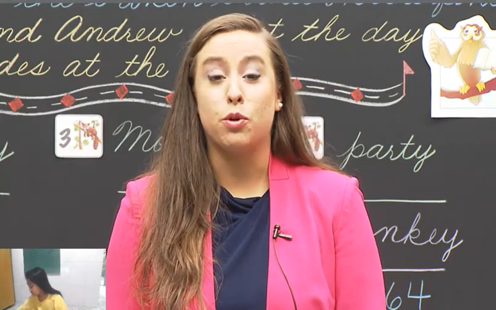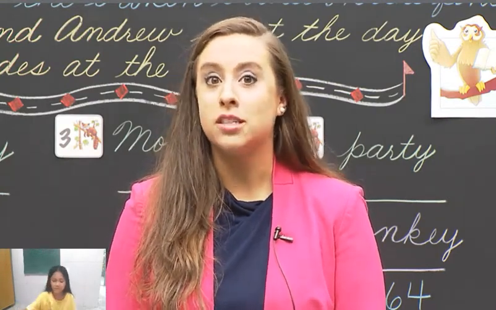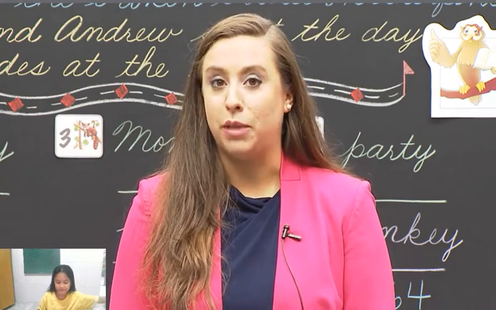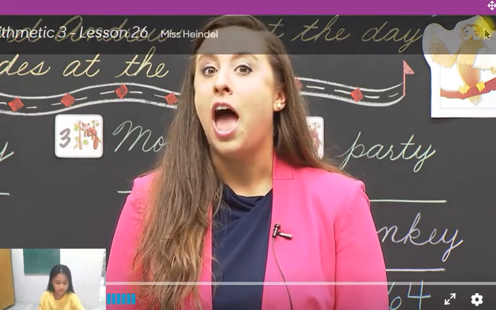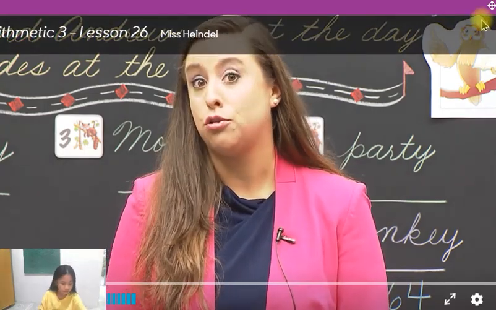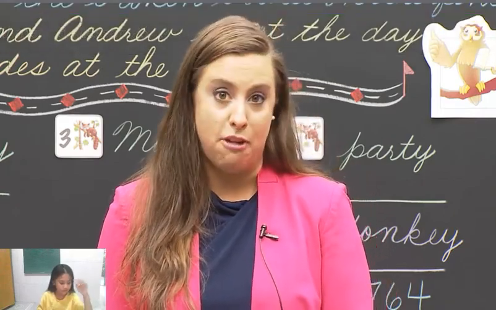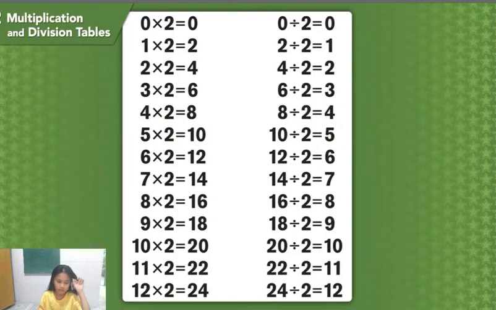Welcome to arithmetic. We're going to start by reviewing some facts. Our two multiplication family. Girls are going to start the fact and boys are going to give the answer. So girls, you will say 0 times 2. Boys, you will say equals 0. Girls, ready? Begin. 0 times 2 equals 0.